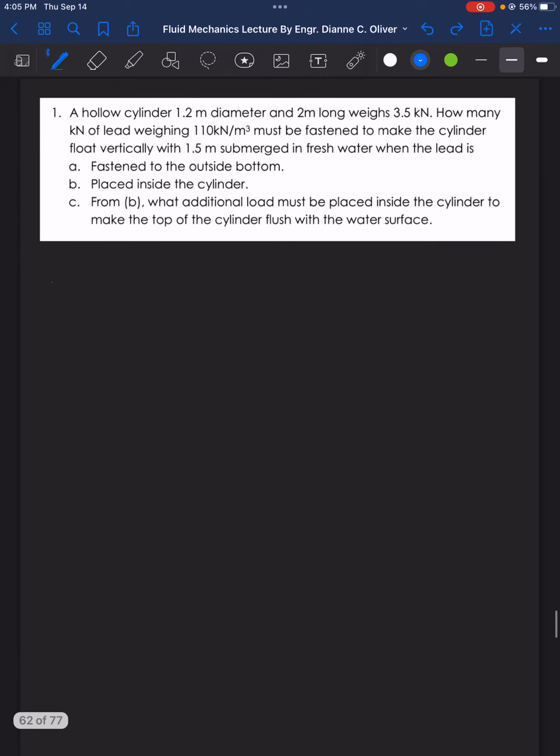So let's answer the 3 sample problems. The first one: a hollow cylinder 1.2 meter diameter and 2 meters long weighs 3.5 kilonewton. How many kilonewton of lead weighing 110 kilonewton per cubic meter must be fastened to make the cylinder float vertically with 1.5 meters submerged in fresh water when the lead is, letter A, fastened to the outside bottom of the hollow cylinder. Letter B, it is placed inside the cylinder. And letter C, from the setting at B, what additional load must be placed inside the cylinder to make the top of the cylinder flush with the water surface?